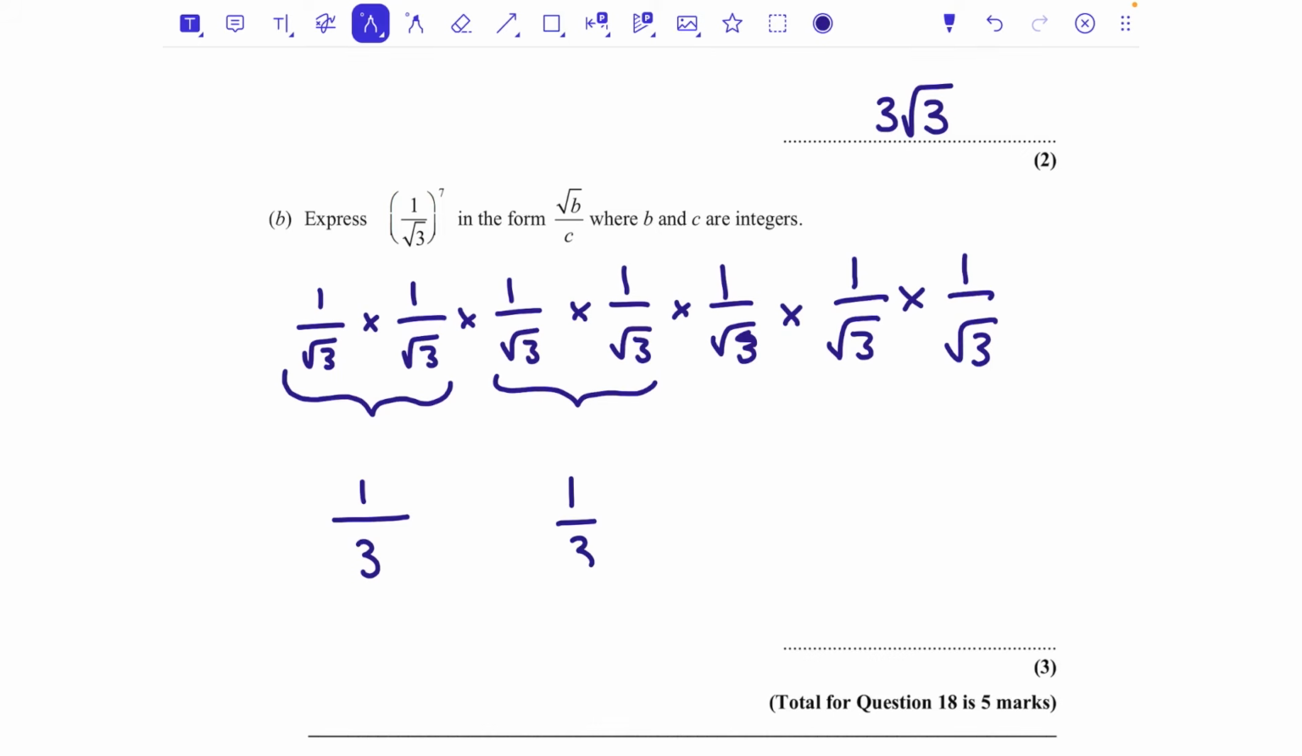These two make 1 over 3. And these two make 1 over 3. So I've got that times that, and then we've just got this one left on its own. So that would be 1 over 27 root 3.